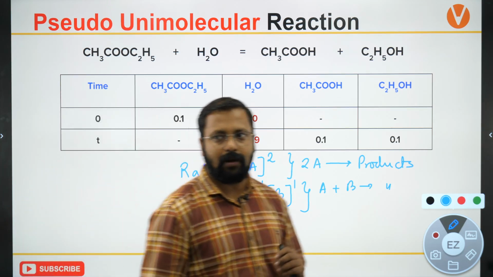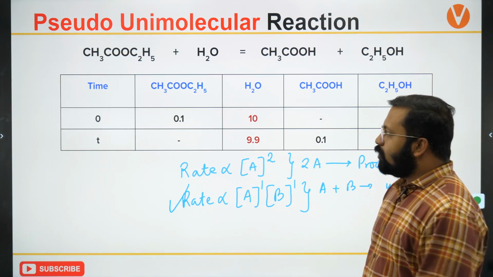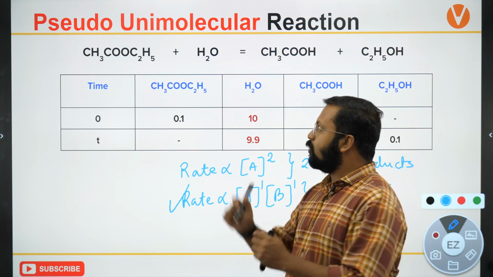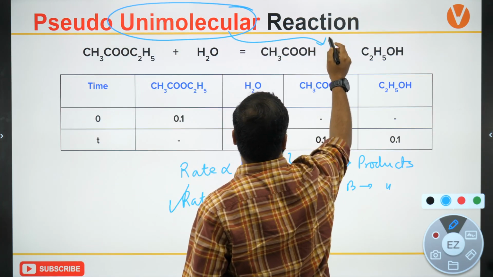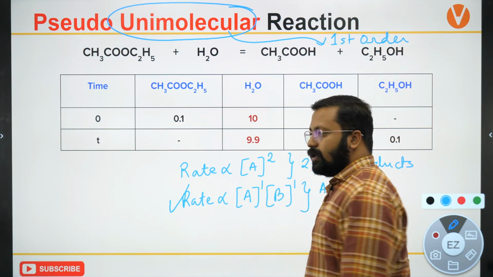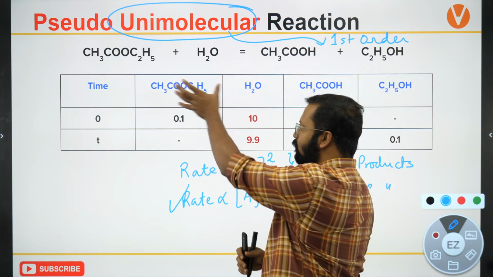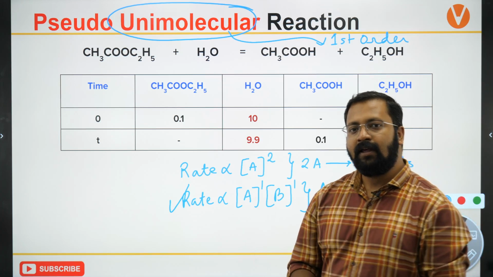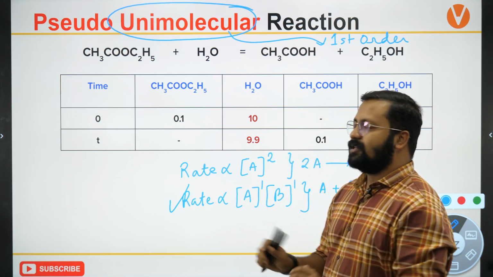We are talking about the second case. What does the pseudo unimolecular reaction tell us? A pseudo unimolecular reaction is one which is not a first order reaction. What does unimolecular try to tell us? Unimolecular tries to tell us that it is a first order reaction. Pseudo unimolecular tries to tell us that it is not visibly a first order reaction, but the rate law or the rate constant that we calculate will transform into something that seems like it is first order. Why does it behave like first order?